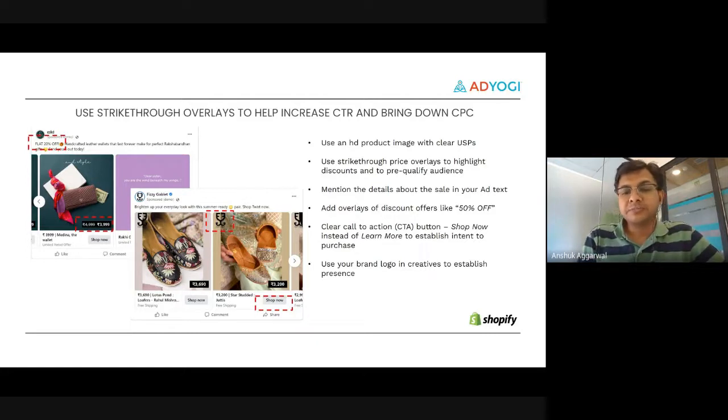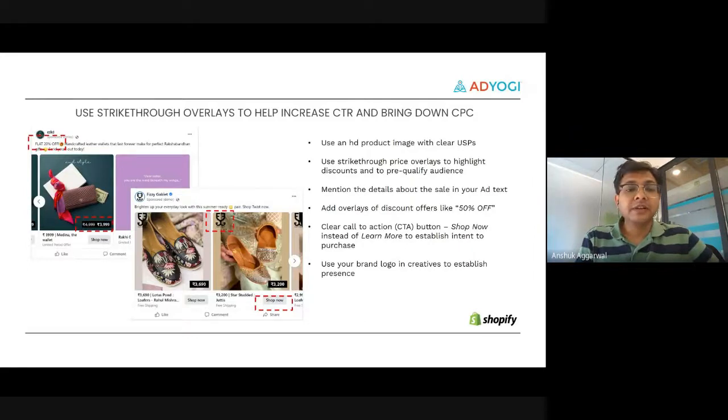Number 2, you can put up strike-through prices. Strike-through prices is very, very impactful. So if you are in a discount season and you have an MRP of 5,000 rupees and you have put a 20% discount, don't just say 20% discount, actually put in the strike-through price. As you can see on the top image, it's 4,999 strike-through 3,999, which actually becomes more impactful.